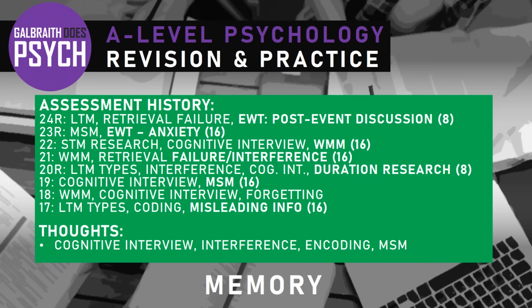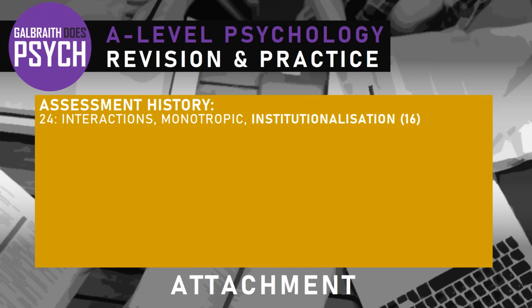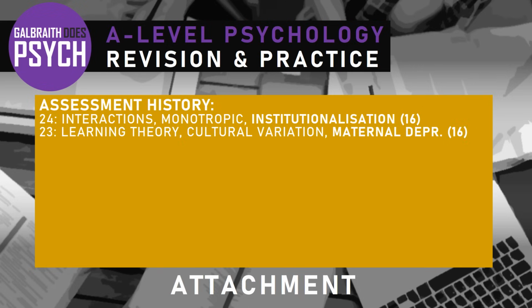Okay. Let's have a look at attachment then. So again, we'll go through the sort of assessment history. Last year, we had a couple of little questions on interaction. So that's your reciprocity and your interactional synchrony. We had a big sort of knowledge question on monotropic theory, so that was critical period and internal working model, I think it was, and then a 16 marker on institutionalization, so that's your Romanian orphans.